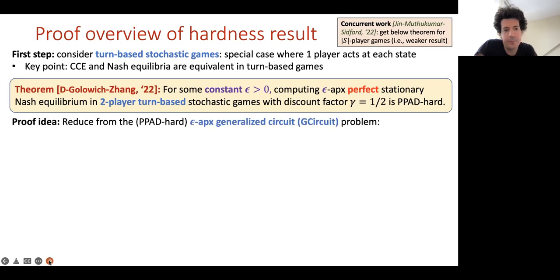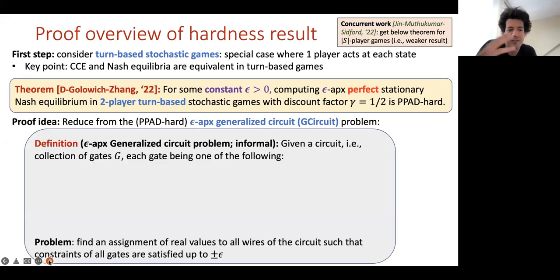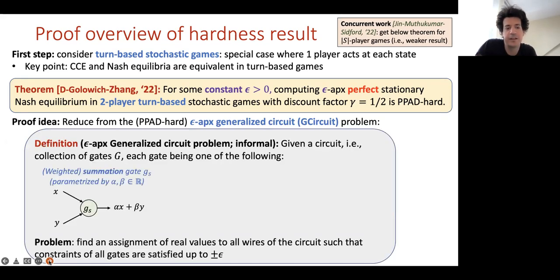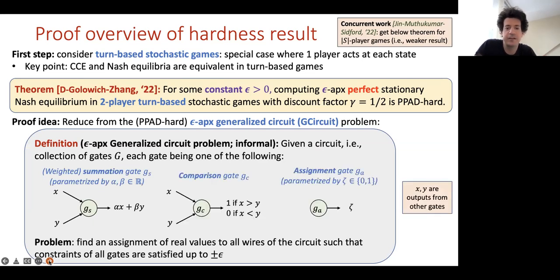Now, the way we do it, and I'm not going to get into the details, it's an archetypical PPAD hardness proof. You have to start with the satisfiability problem for PPAD, which is the generalized circuit problem. I don't know if you've ever seen such a reduction, but basically you're given a circuit, and that circuit doesn't have Boolean gates, but it has arithmetic gates, gates that enforce arithmetic relationships between their inputs and their outputs.